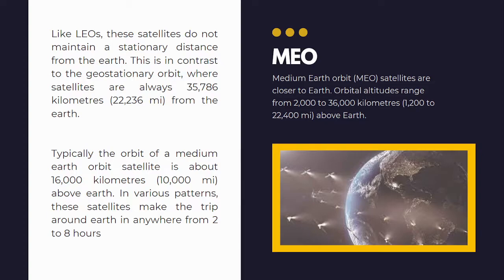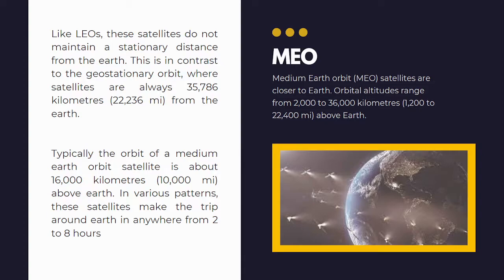One disadvantage is that a MEO satellite's distance gives it a longer time delay and weaker signal than an LEO satellite, although these limitations are not as severe as those of GEO satellites.